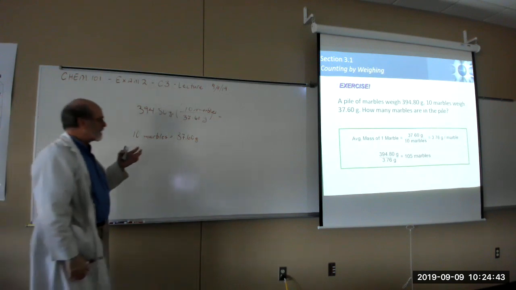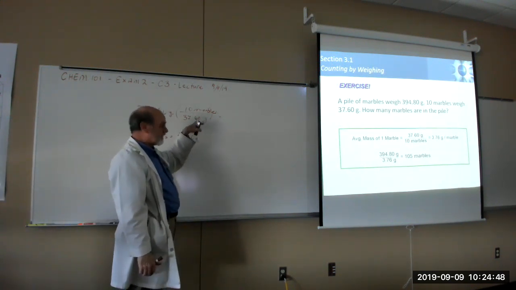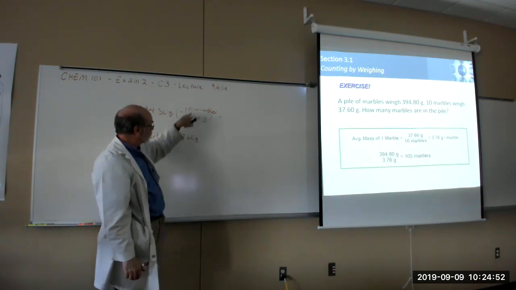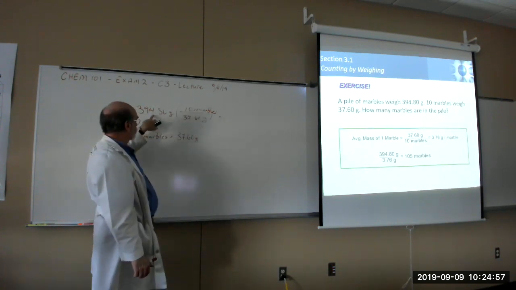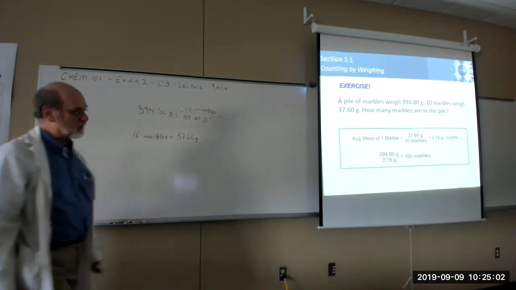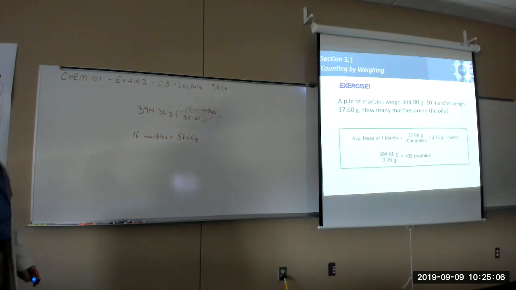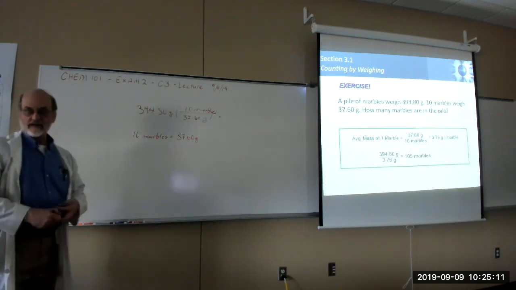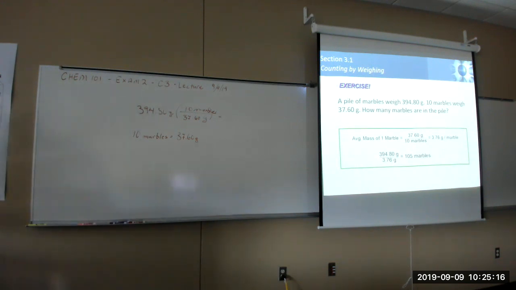What we're doing is counting the number of marbles by weighing them. We weighed that many of them to find this equivalence. And now, since we know the relationship of this many marbles to that mass, we can use that as a conversion factor to find out how many marbles we have. So it turns out we have 105 marbles. Any questions? Okay. We're going to do the same thing with atoms.